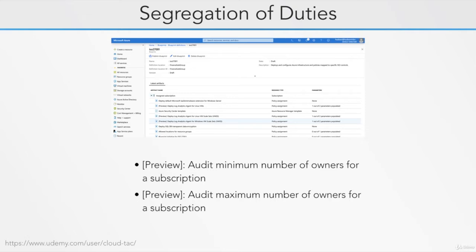Managing subscription owner permissions can help you implement appropriate separation of duties. The two policy definitions allow you to audit the minimum number of owners for a subscription and the maximum number of owners for a subscription.